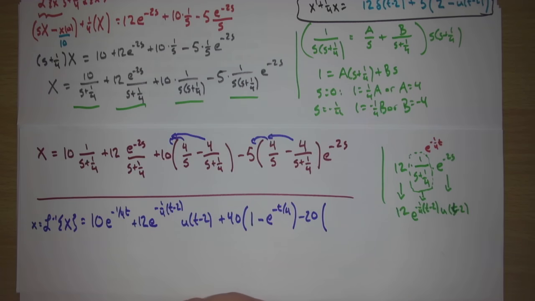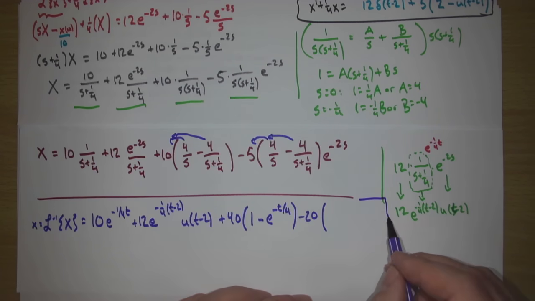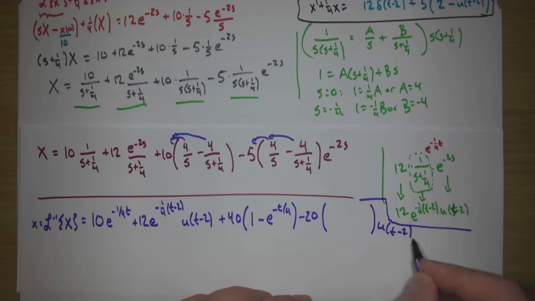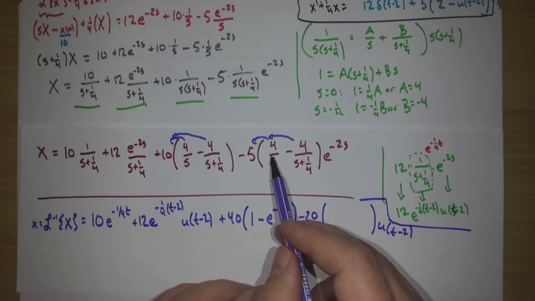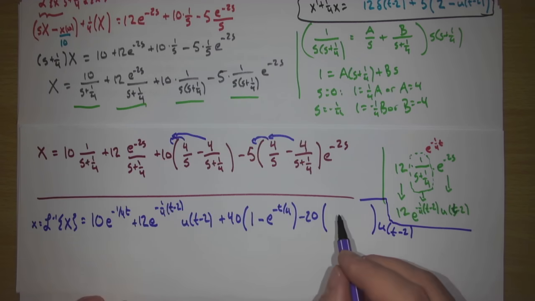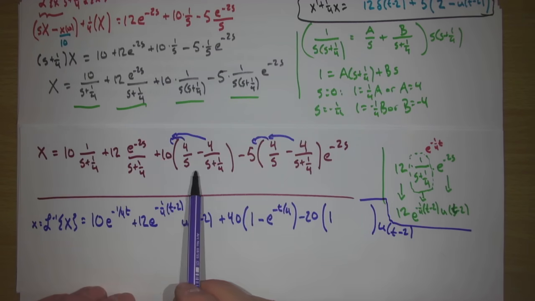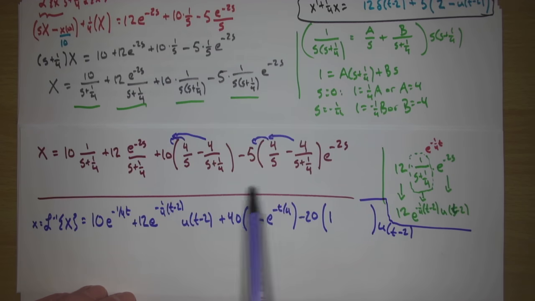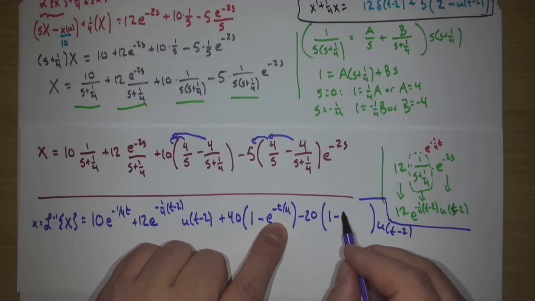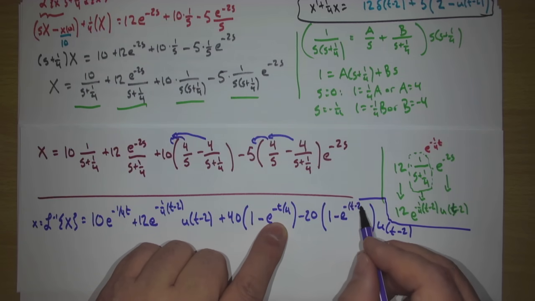Well, we have that e to the minus 2s. And so that's going to become a u of t minus 2. That's terrible, but that's okay. 1 over s would normally become 1, but we're going to shift it. So now it's 1. Yes? In fact, we're really just doing the same thing we did over here. So the 1 is 1, but this e to the minus t over 4 is really now e to the minus (t minus 2) over 4.